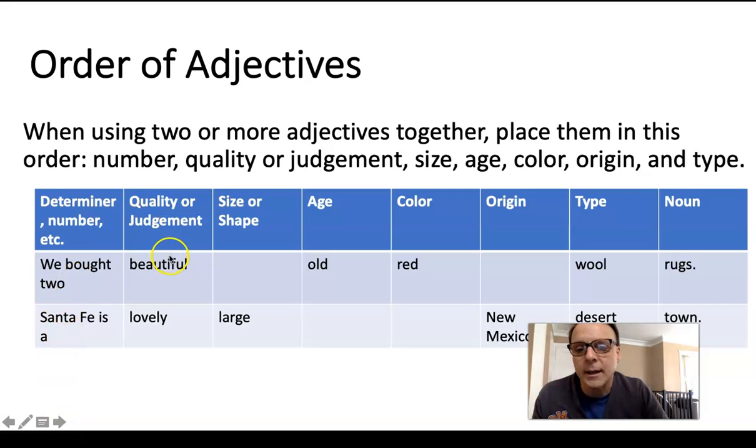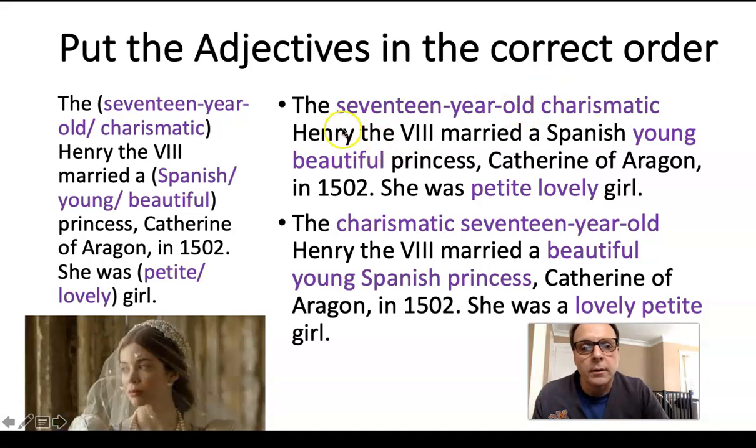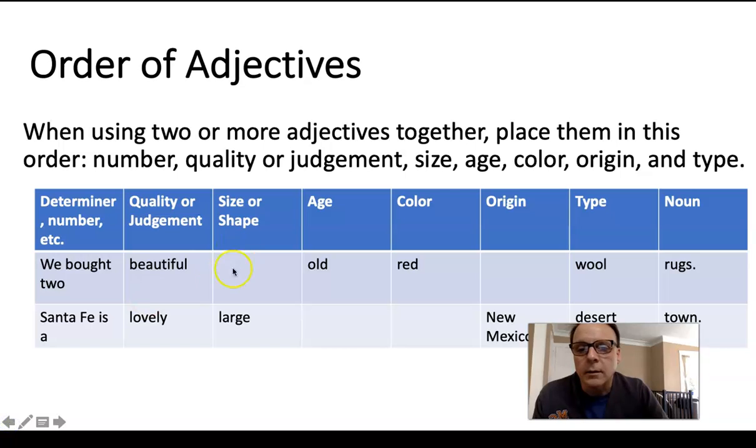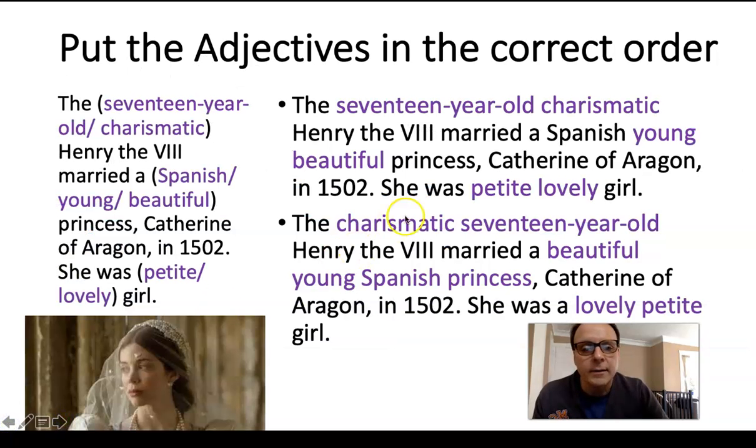So we want to say quality or judgment. Charisma, having charisma, being charismatic, is a quality. And then we would go to her age, maybe. Quality, judgment, age should be after that. So we know that this one has the charismatic first. This one has the age first. So this one is probably better.